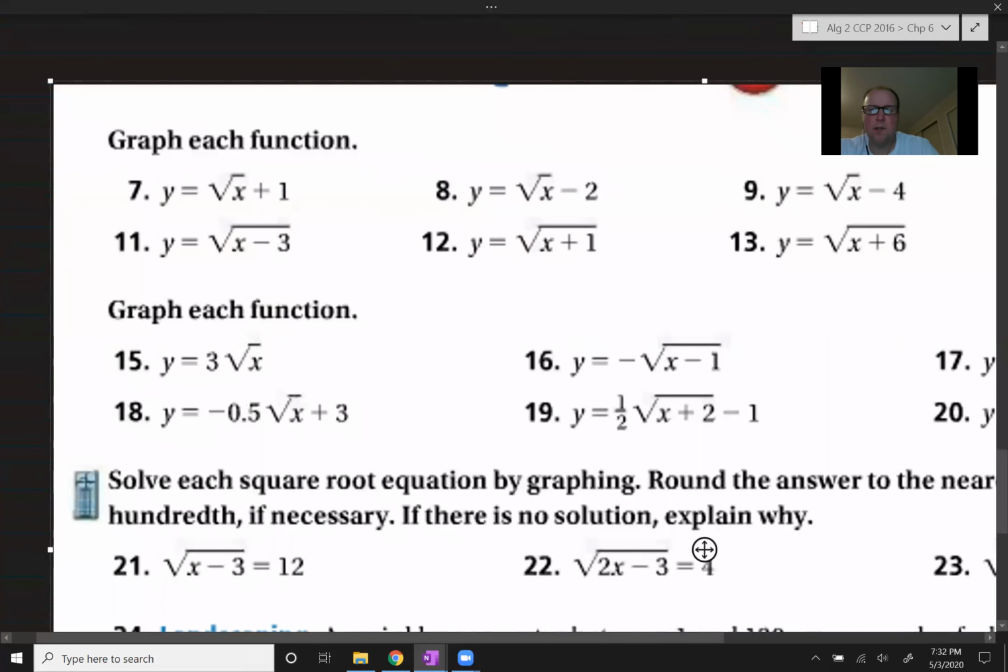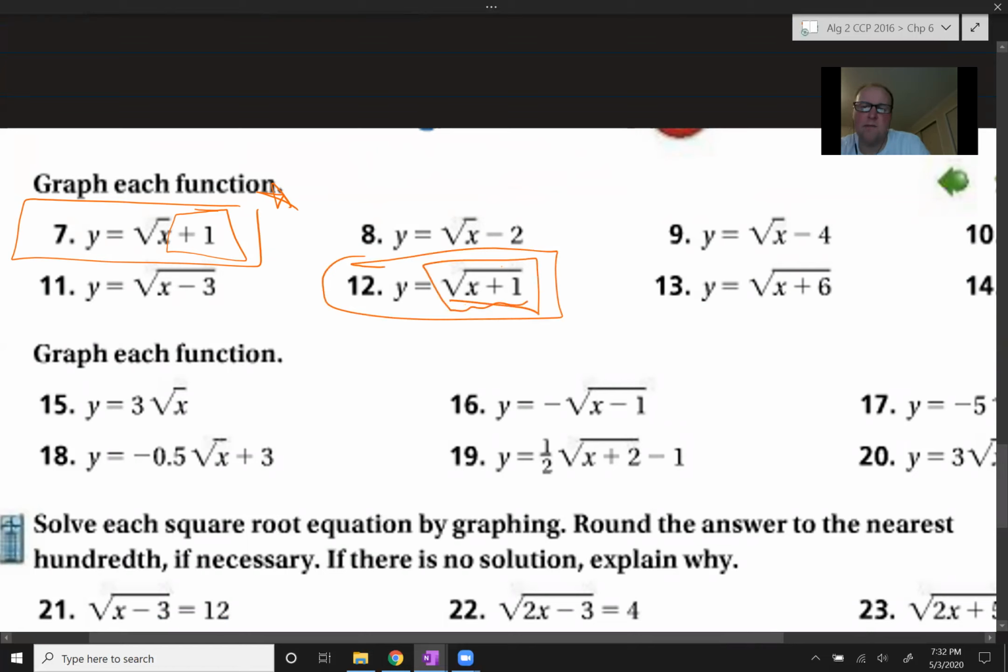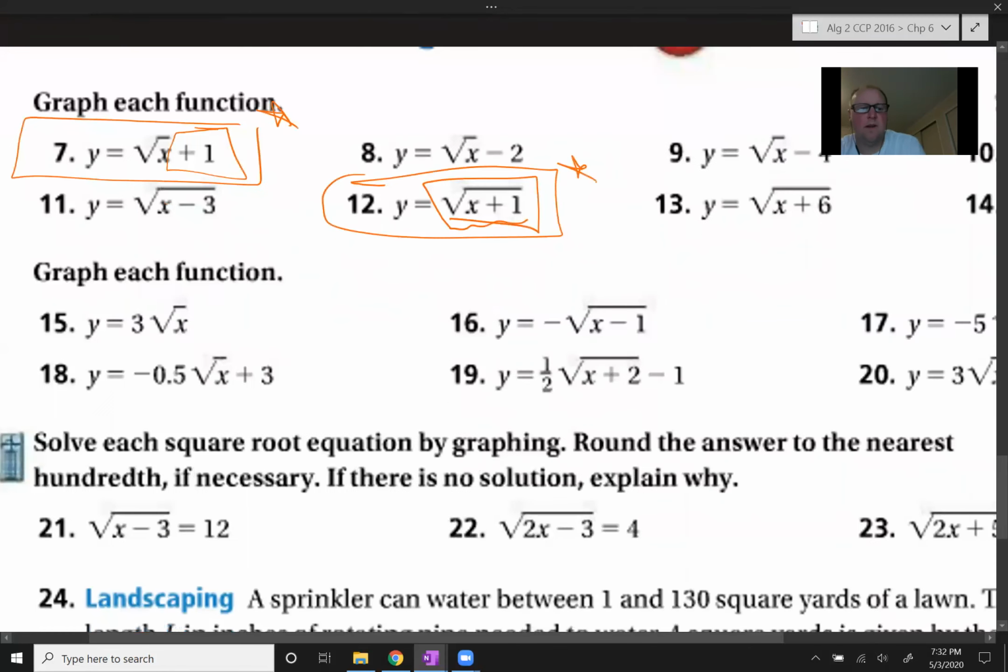All right, quick review here. Number 7, what happens to the graph since we have plus 1? Number 12, what happens to the graph since we have plus 1 on the inside? Question number 3, what are the two things that need to happen to number 16? We have negative on the outside, and we have x minus 1 on the inside.